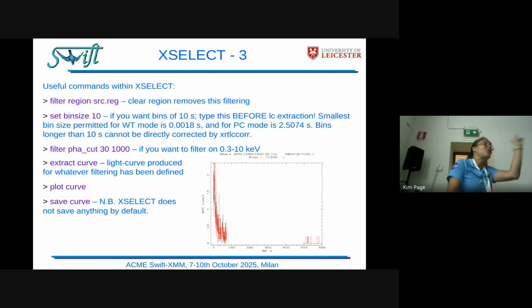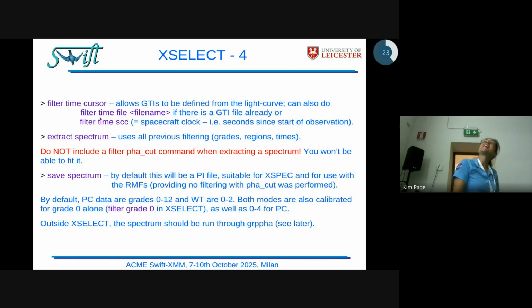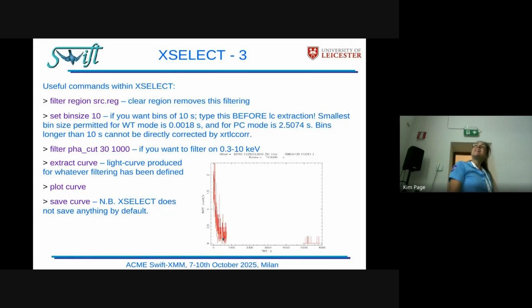Alternatively, if you don't want to rely on clicking with the cursor, you can say filter time SCC. So that's short for spacecraft clock. So in this case, let's say we didn't want the whole of that first snapshot. We wanted to filter from 200 seconds to 400 seconds. And you would say filter time SCC, and then when it prompts you for the numbers, you would say 200, 400. And that's all. It's not time after burst, it's time after the start of the observation.